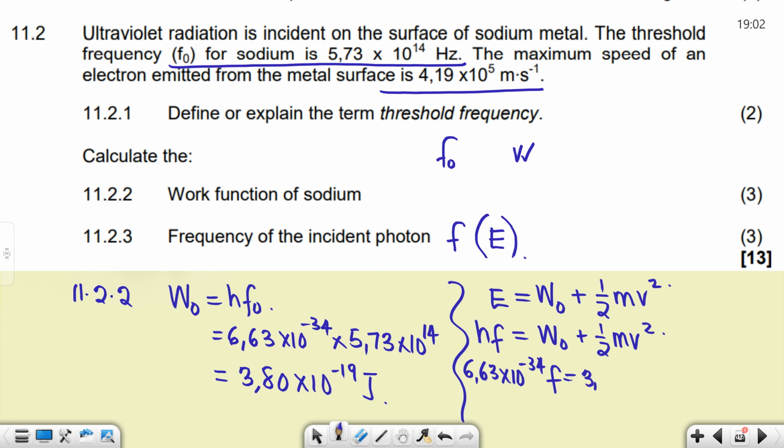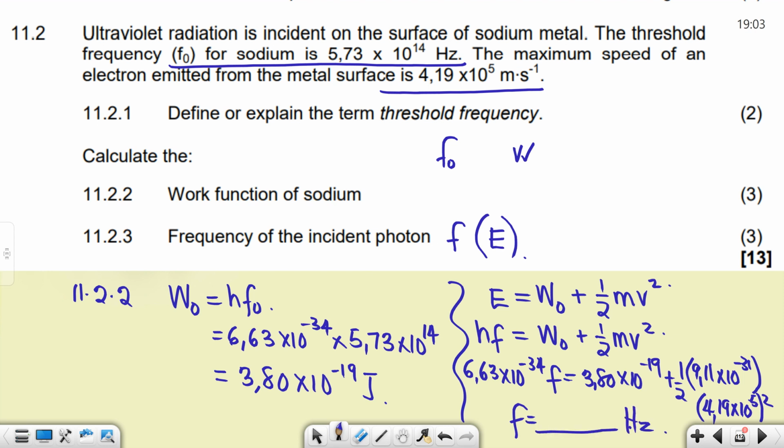We do know our work function, 3,80 times 10 to the power negative 19, plus half. Remember, the mass of an electron is on your formula page. 9,11 times 10 to the power negative 31 times, please don't forget that this one is squared, 4,19 times 10 to the power 5, all squared. I'm sure you can get your frequency and your unit is in hertz. Very similar to the same one we did earlier on. All right. I hope that is okay. Done and dusted.